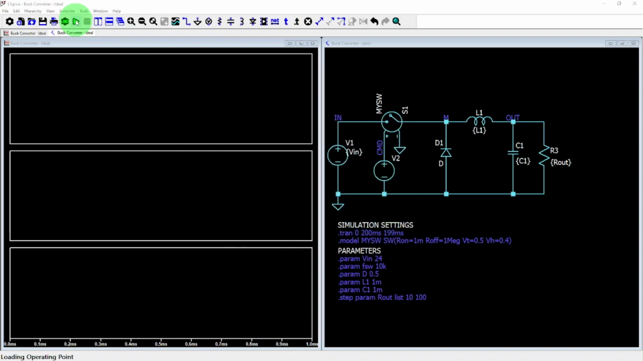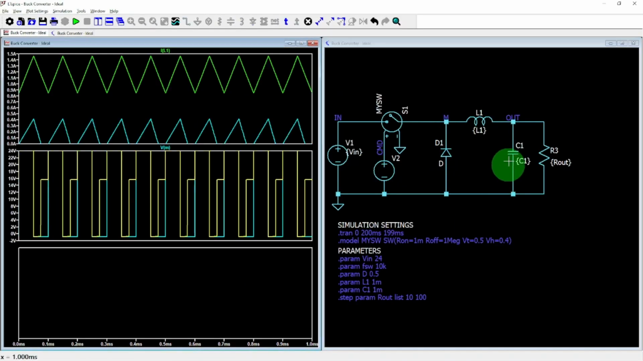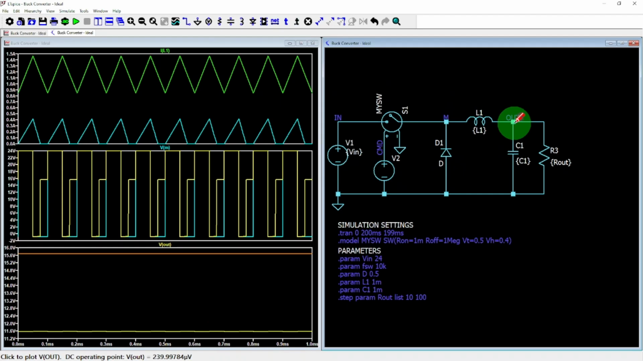First, let's look at the main differences between CCM and DCM. We'll plot the inductor current, the switching point voltage M, and the output voltage. While the current in CCM is always greater than zero, in DCM the current reaches zero early and stays there until the next switching cycle. You can also see this on the switching node voltage. The waveform shows 3 distinct levels in DCM, instead of the usual 2 in CCM.